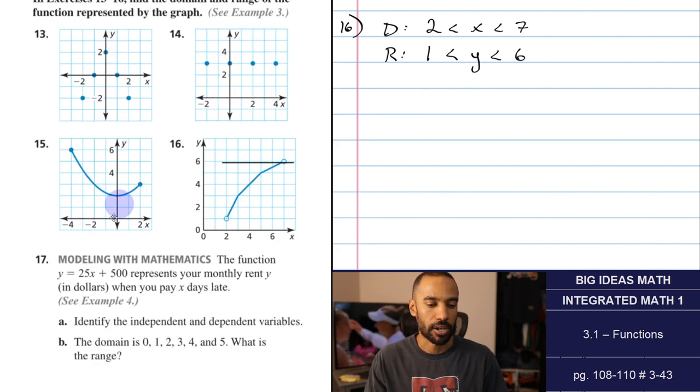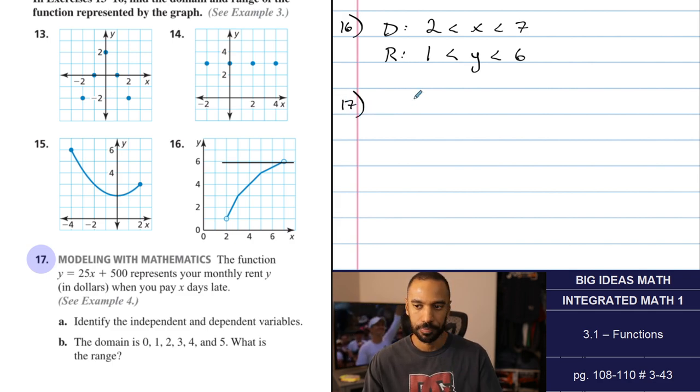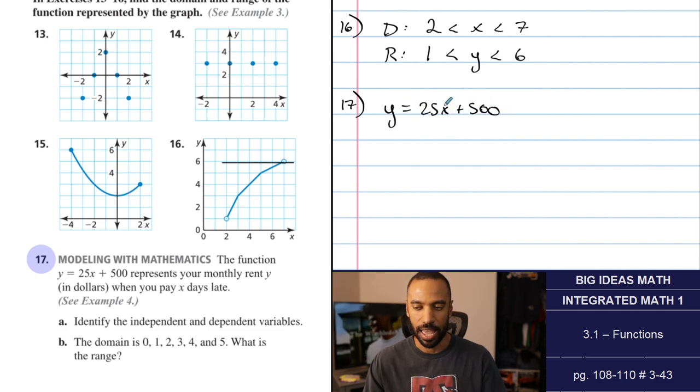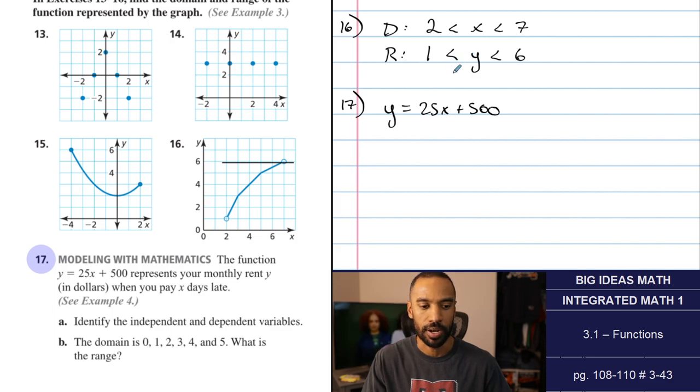Number 17 is modeling with mathematics. It says the function y equals 25x plus 500 represents your monthly rent in dollars, y, when you pay x days late. So y equals 25x plus 500. That means for every day late, you know, 1, 2, 3, 4, et cetera, that's another $25 added to your overall monthly rent. That probably means that up front, you spend $500 for monthly rent. And then if you're late on payment, we add 25 each time.